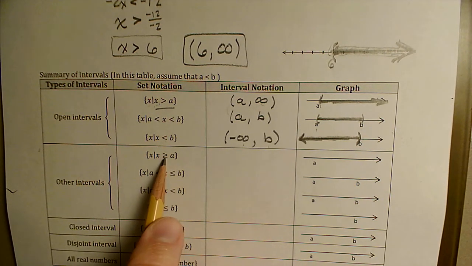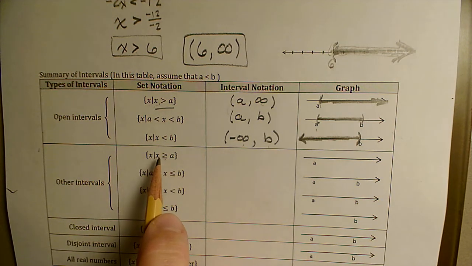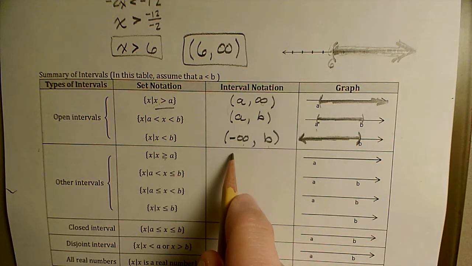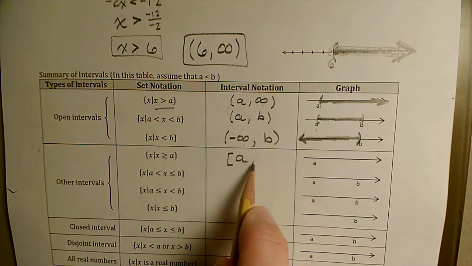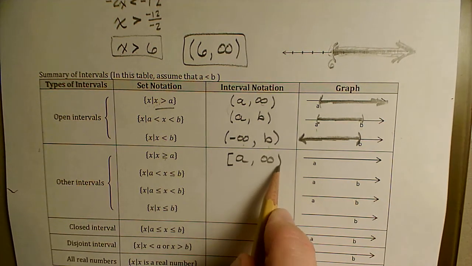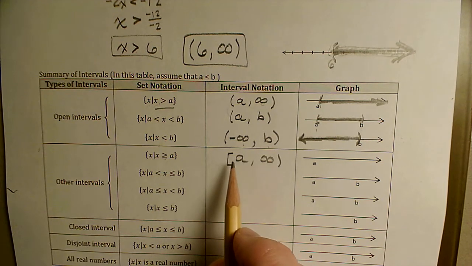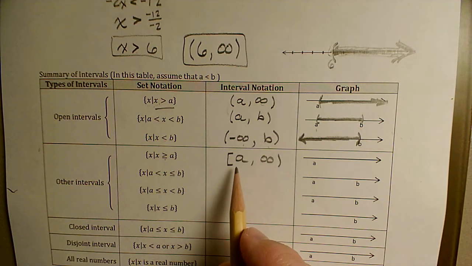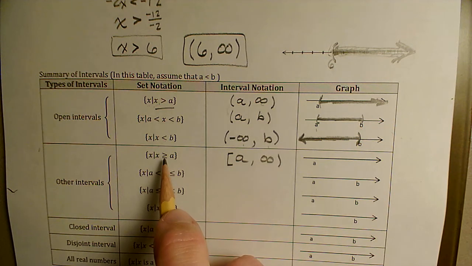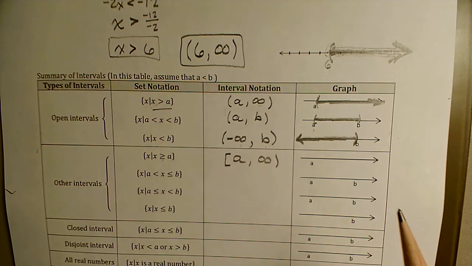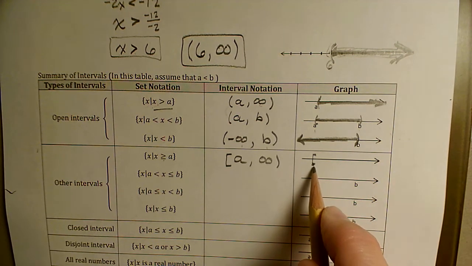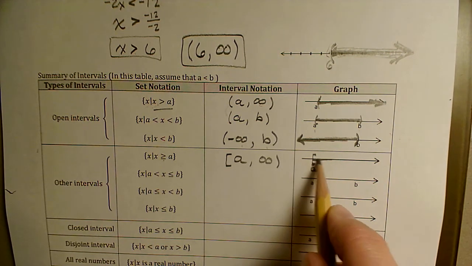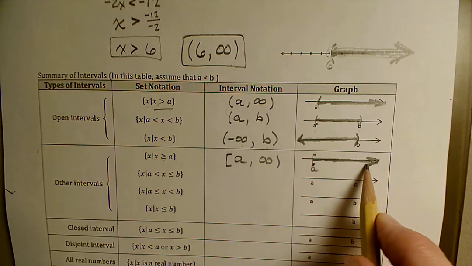This is inclusive. So this is x is greater than or equal to a. So now I'm going to do a square bracket, a, comma, infinity, parenthesis. This bracket is telling us that we're inclusive of a. So it's a and everything greater than a, so greater than or equal to a. Again, we'll do a little bracket there, sorry, I'm obliterating the a, and then shading to the right.